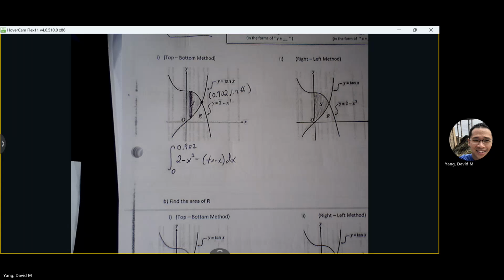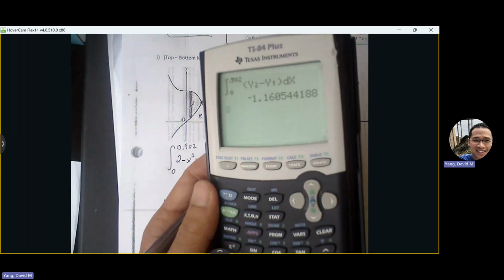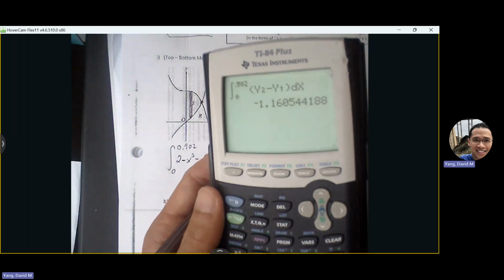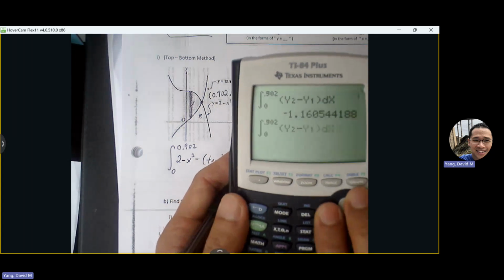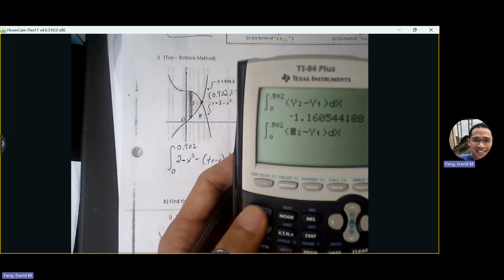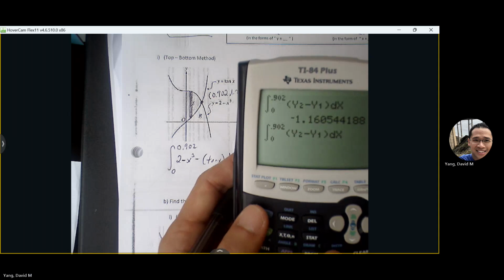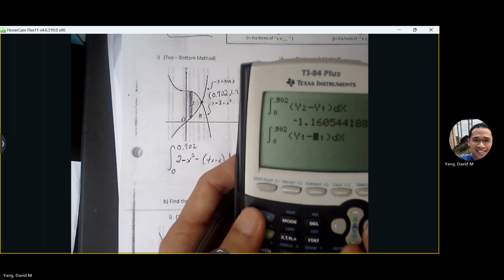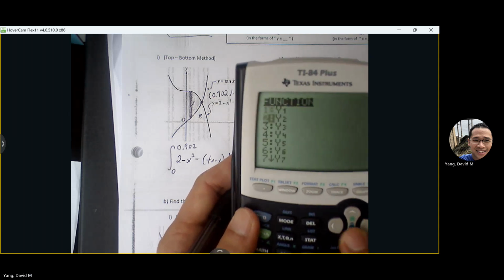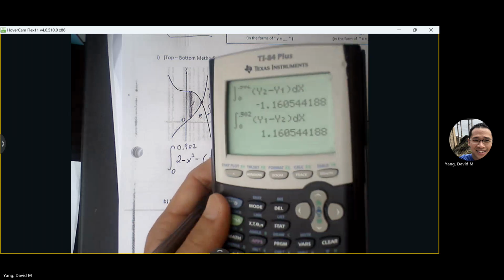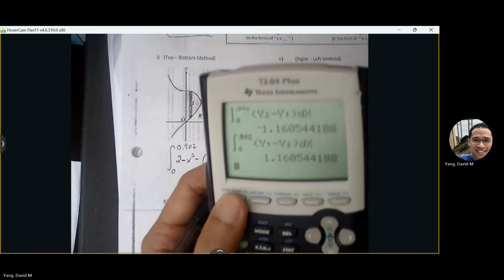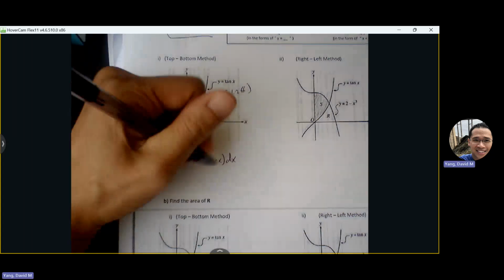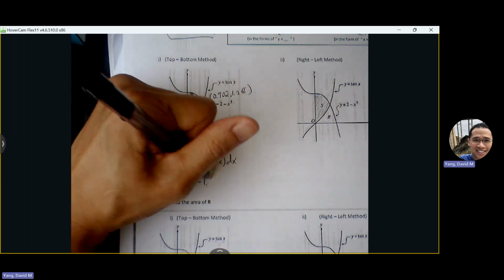Oops. I got them mixed up. If you get your top and bottom mixed up, you're just going to get the negative version of your answer. So I should have done y1 minus y2. Okay, so my area is just 1.161.